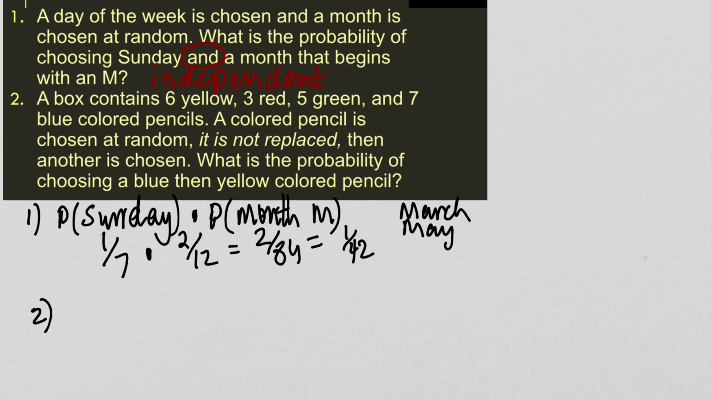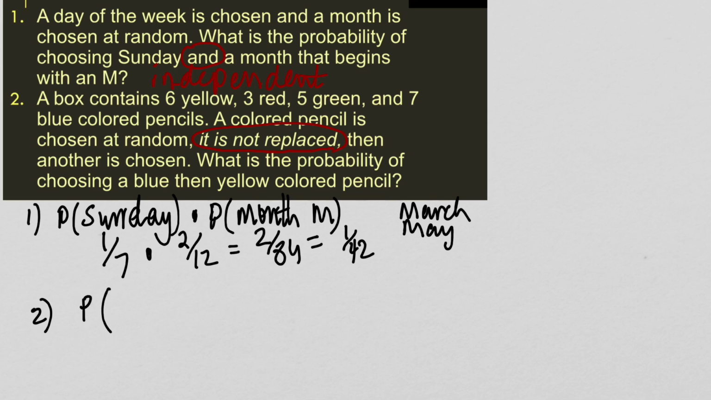All right, number 2, we have a box containing different colored pencils. A colored pencil is chosen at random. It is not replaced, then another is chosen. What is the probability of choosing a blue, then yellow colored pencil? Okay, so for this one here, let's think of the 2 events. Now, this is not an independent event because we are not replacing the pencil once we take out the first one, but we are still going to be following the same formula, still multiplying the 2 answers together.